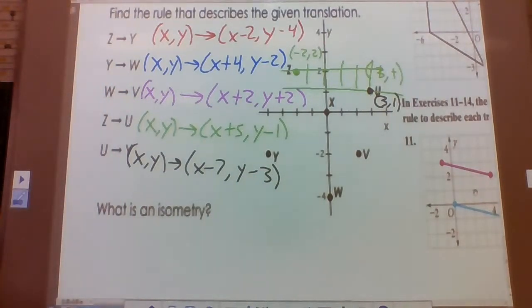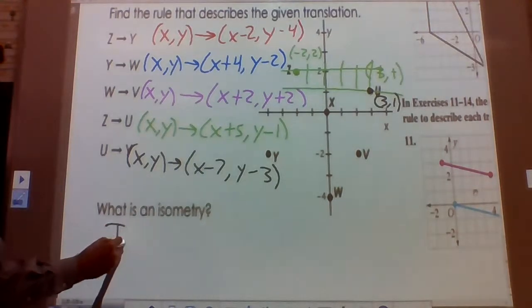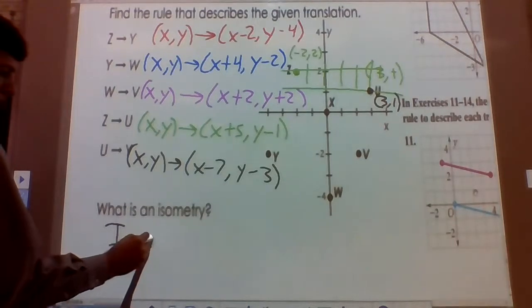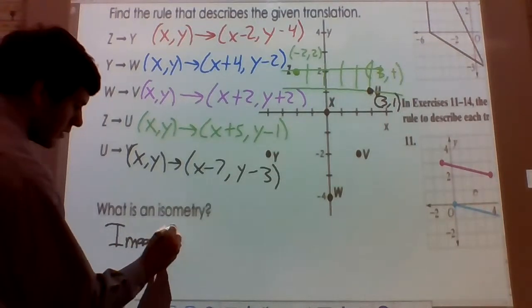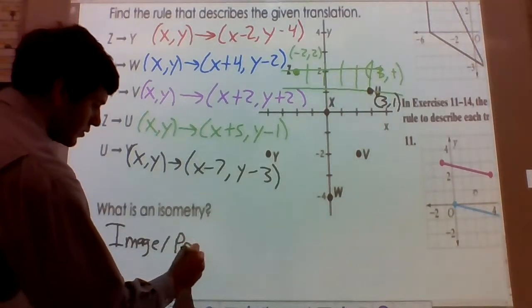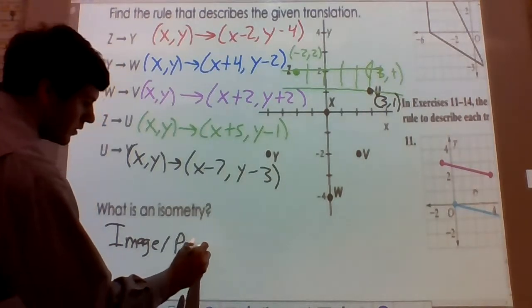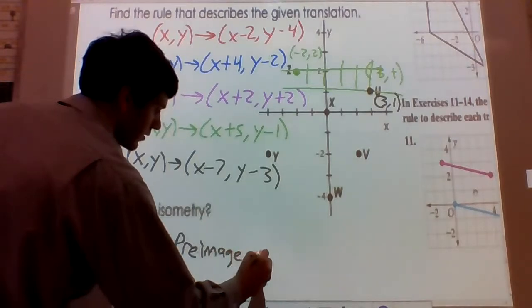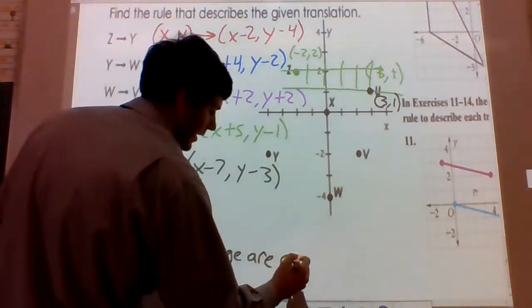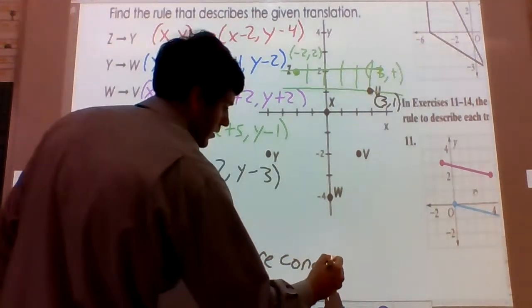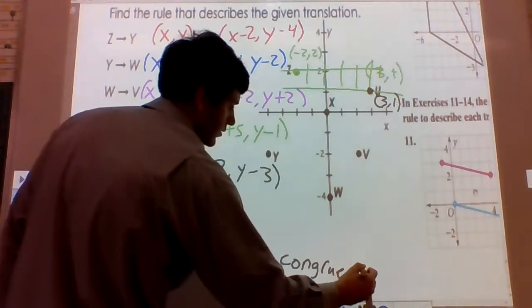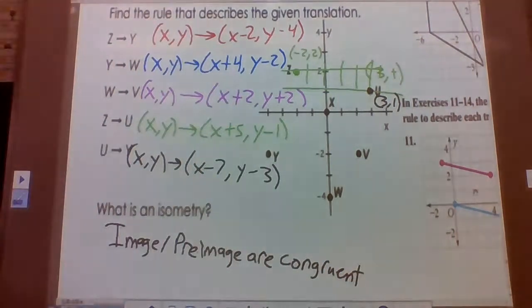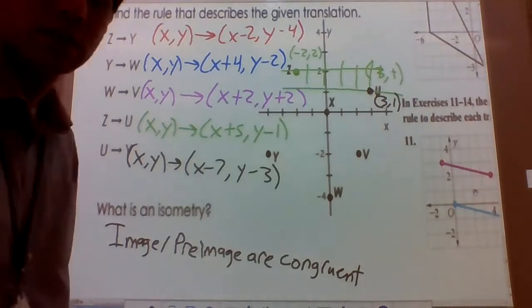Okay. What is an isometry? An isometry just means that the image and the preimage are congruent. The image and the preimage are congruent.